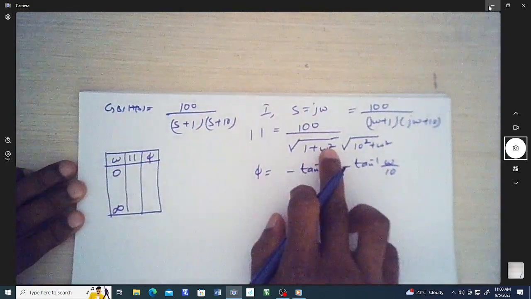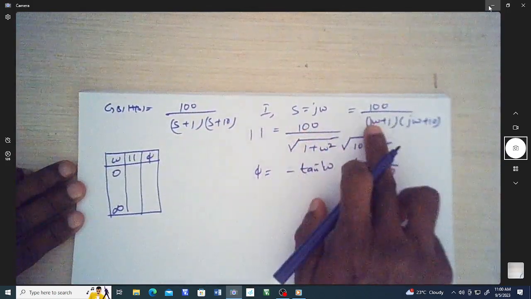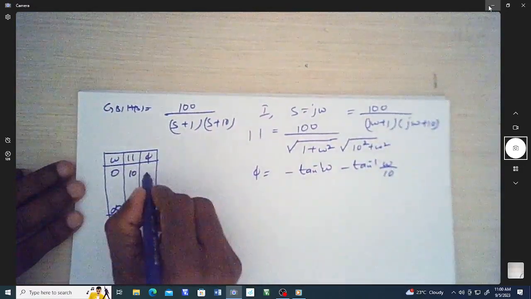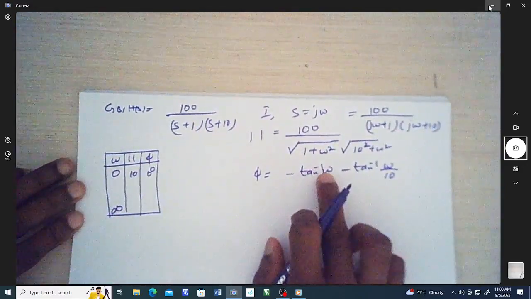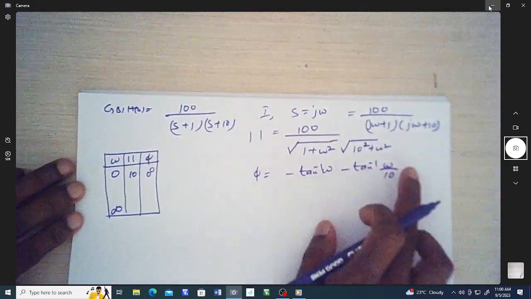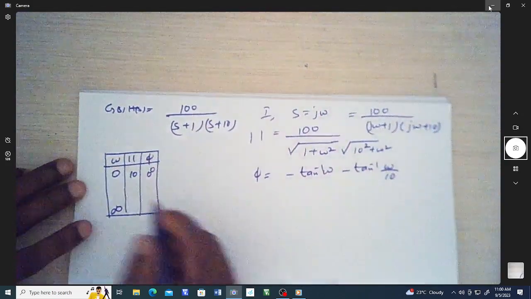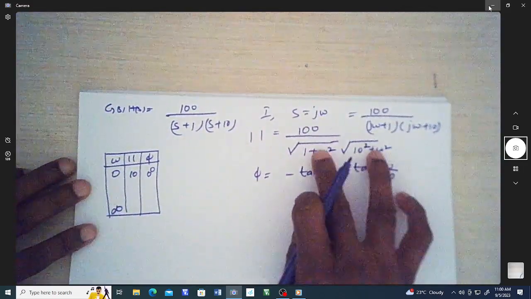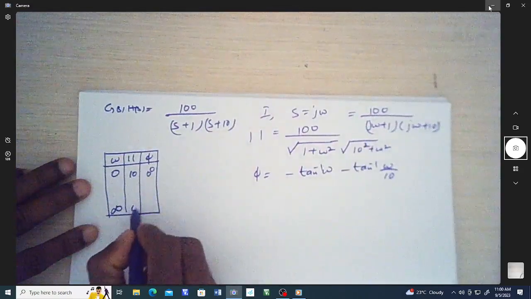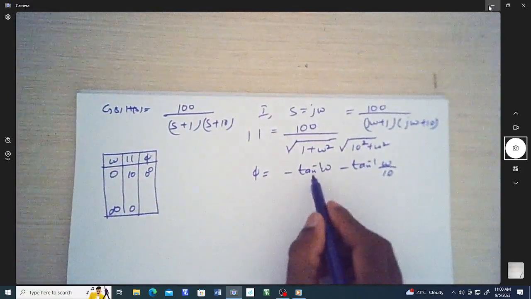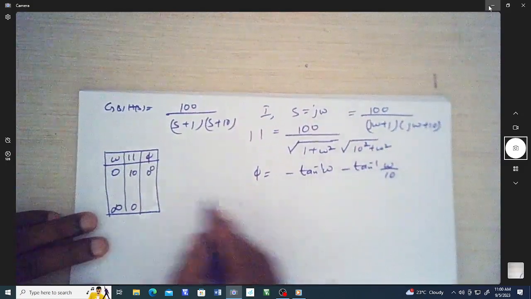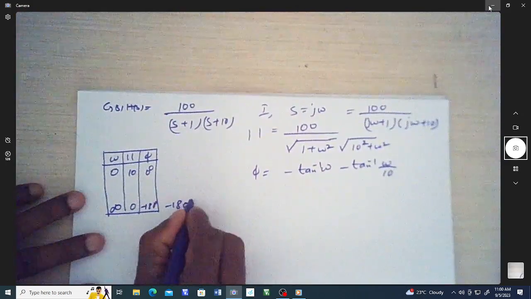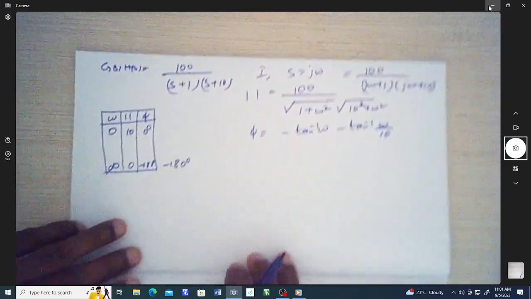If you substitute omega as 0, can you see it is 100 by 10, which is equal to 10. The phase is actually 0 degree. Suppose you substitute omega as 0, tan inverse of 0 is 0, tan inverse of 0 by anything is again 0, it is 0 degree. At omega equal to infinity, when you put these two as infinity, the denominator is infinite, so the magnitude becomes 0. The phase angle will be minus 90 and minus 90, which becomes minus 180 degree. So you have minus 180 degree and 0 magnitude.